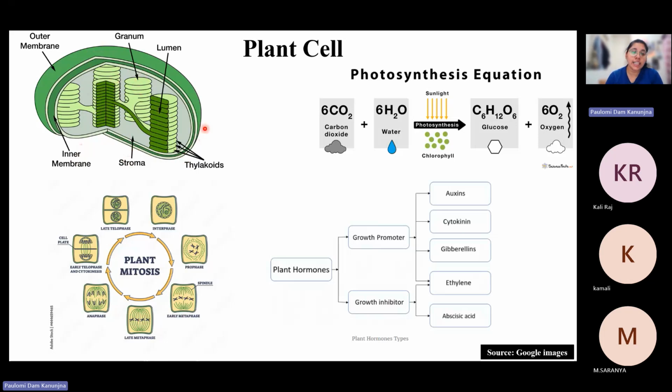Now inside the grana, these are formed of thylakoids. So each of these is called a thylakoid, right? And then inside the thylakoid, you will see there is the lumen. And whatever is not grana here is the stroma. Stroma is basically like the cytoplasm as we call it in the cell. We call that remaining part in the chloroplast the stroma.